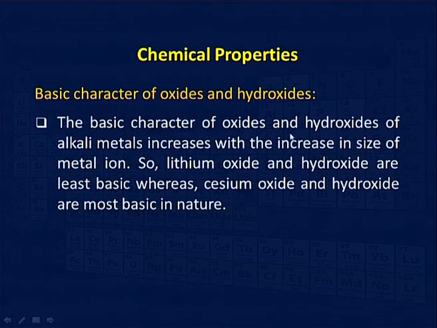Now, the basic character of oxides and hydroxides. The basic character of oxides and hydroxides of alkali metals increases with increase in size of the metal ion. Lithium oxide and hydroxide are least basic, and cesium oxide and hydroxide are most basic in nature.